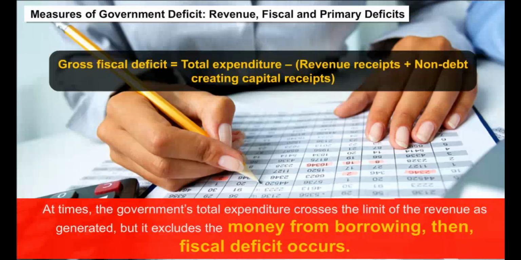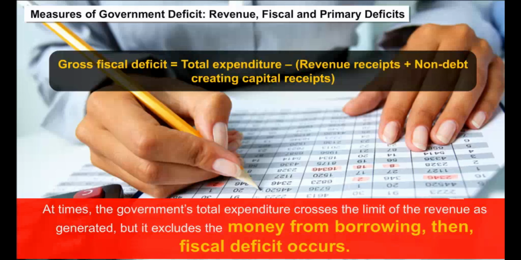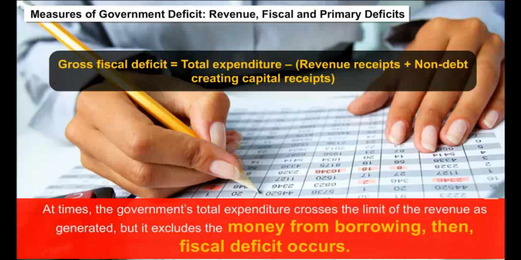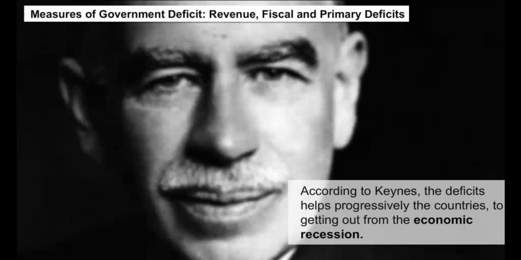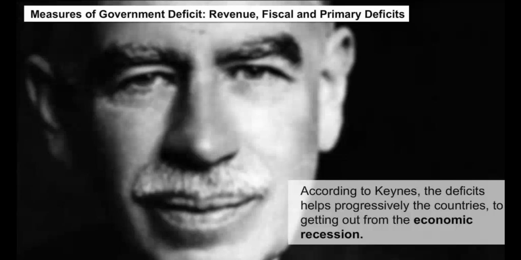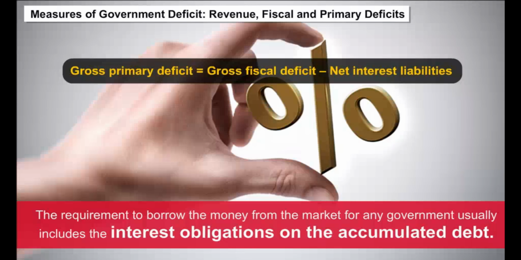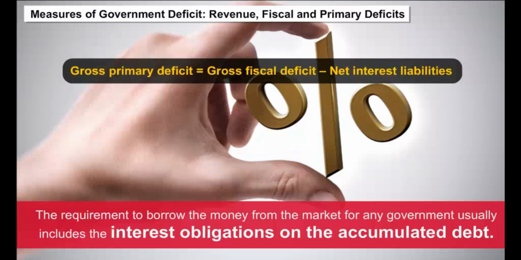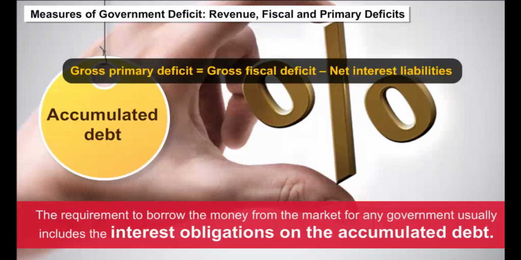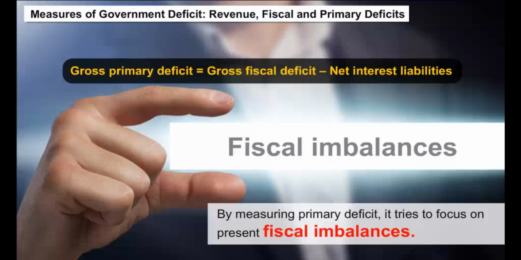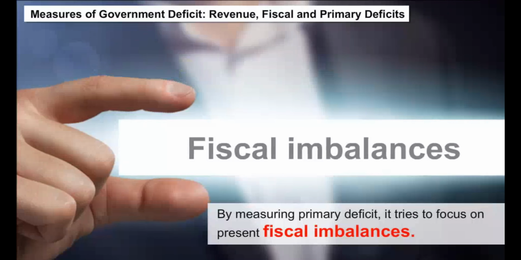At times, the government's total expenditure crosses the limit of the revenue generated, excluding the money from borrowing. Then a fiscal deficit occurs. According to Keynes, deficits help countries progressively to get out of economic recession. The requirement to borrow money from the market usually includes the interest obligations on the accumulated debt. Thus, by measuring the primary deficit, one tries to focus on present fiscal imbalances.